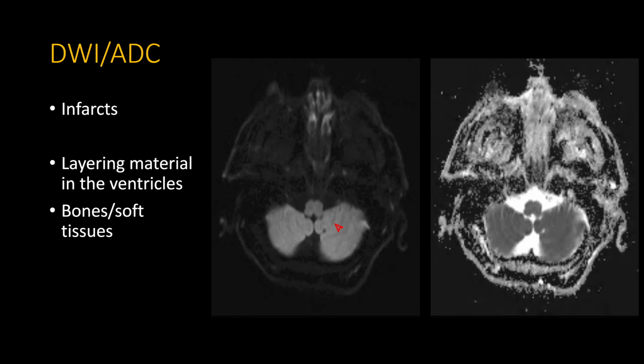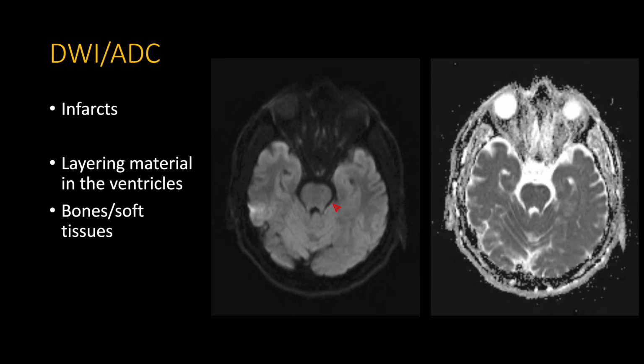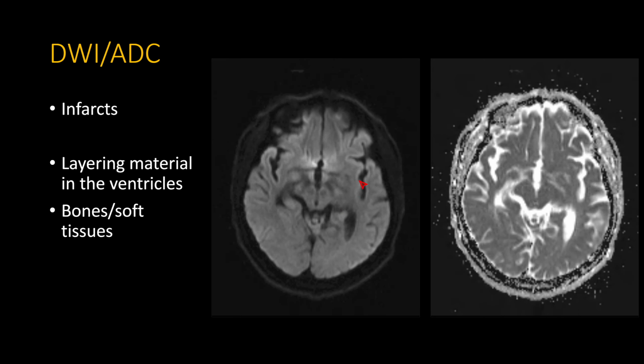Now, whenever you see something that's bright in the brain, you're not done. That particular area, you then go to your ADC and make sure it's dark. Because ADC is a true physiologic number. It has physiologic meaning about how water diffuses. On DWI, it's just an MRI type of signal.